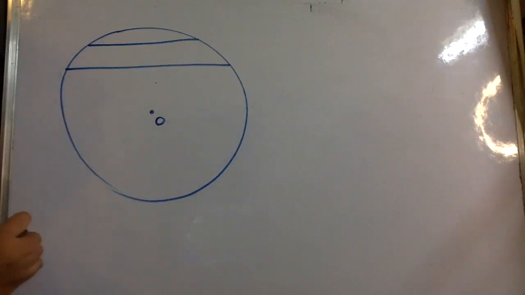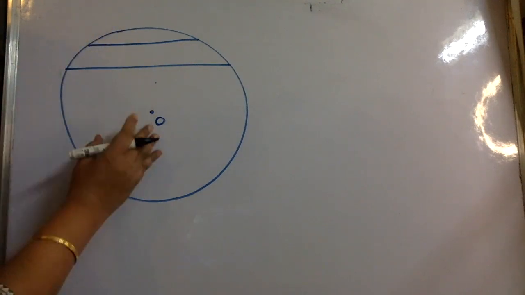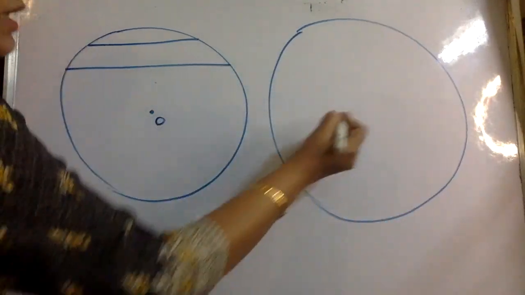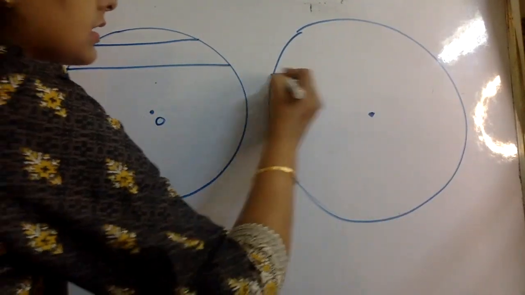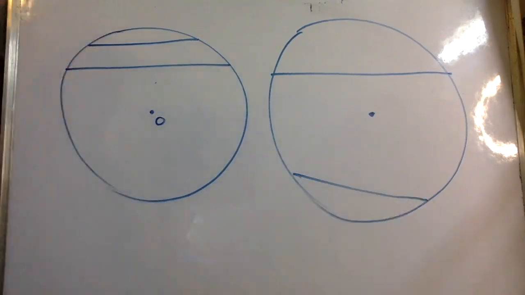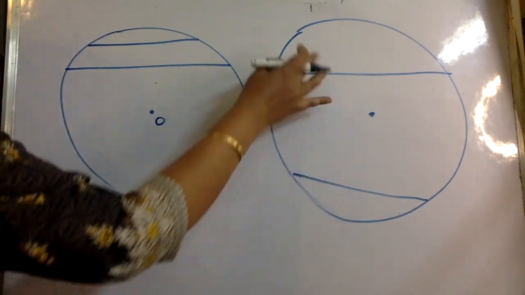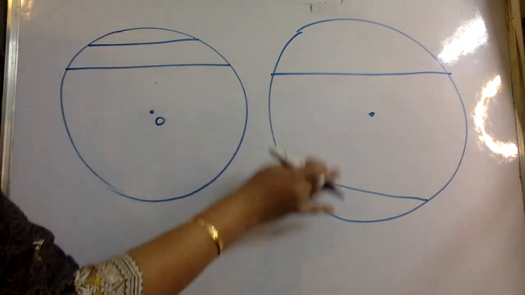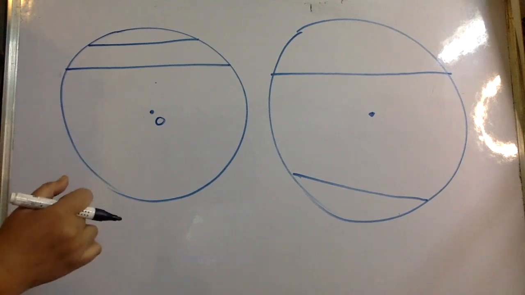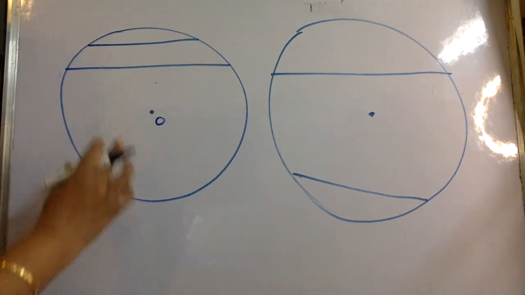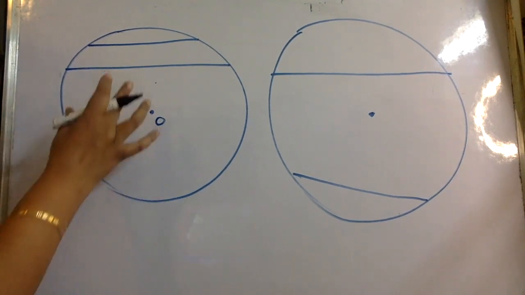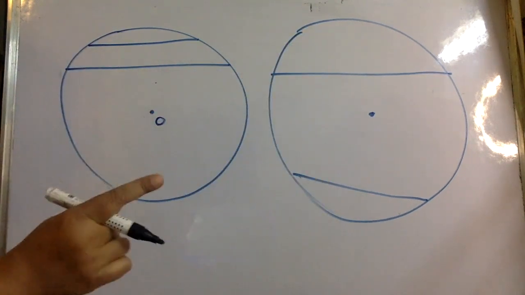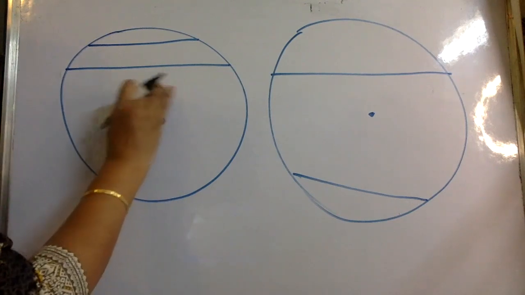This is the figure for the two parallel chords on the same side of the center. This is the figure for the two parallel chords on different sides of the center. So these two are parallel and these two are parallel, but the difference is these two are on the same side, these two are on opposite sides. This is a very important question, and they will ask what is the distance between the chords. You can clearly see in this the distance is much less, and in this the distance is much more. So how to solve this sum?